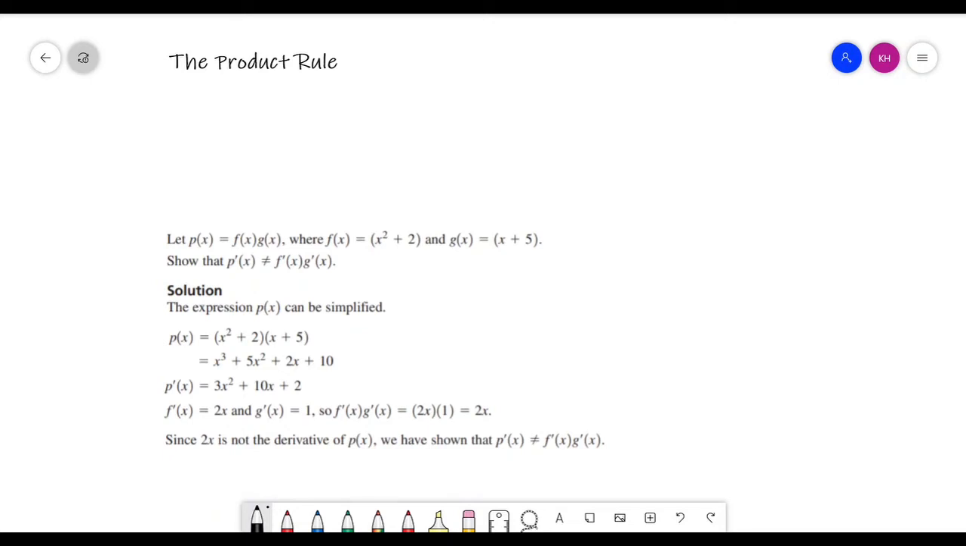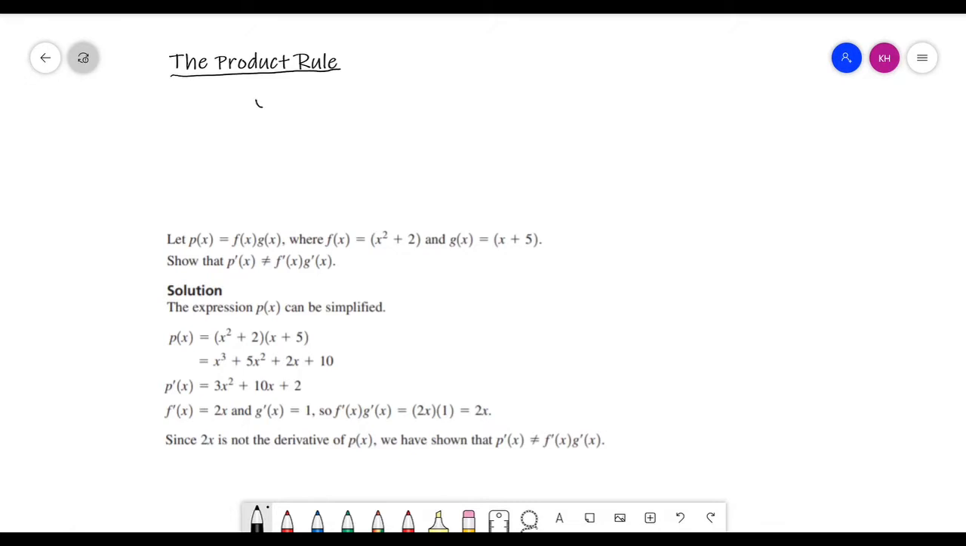Hello and welcome everyone. In this lesson, we're going to talk about the product rule. Now, the product rule is a very important rule that will help us to find the derivative of functions that is a product of two different functions. So I'm going to give you a few examples of such functions.